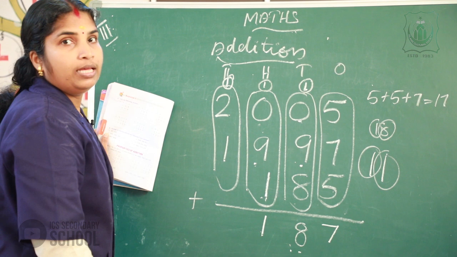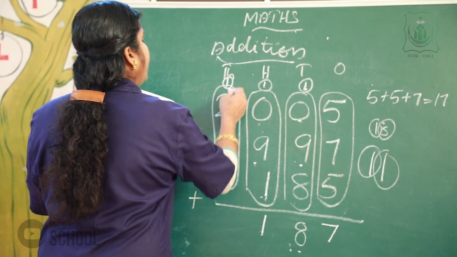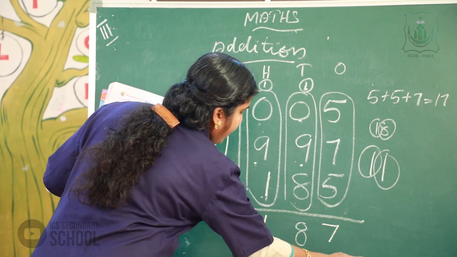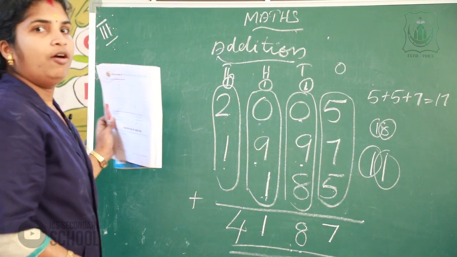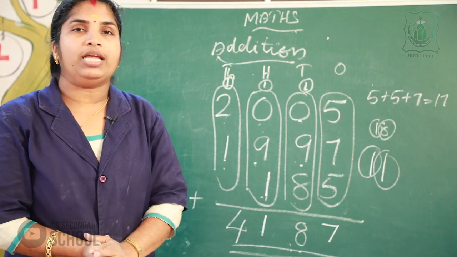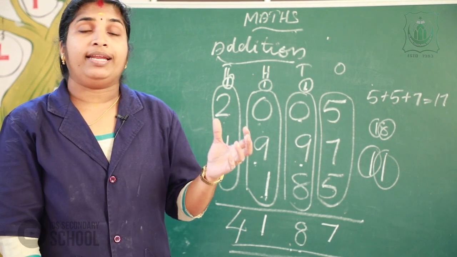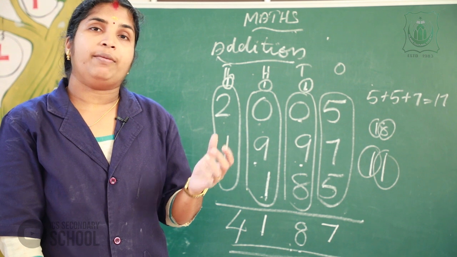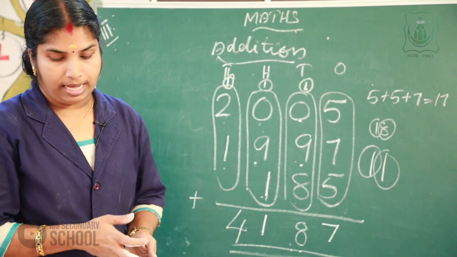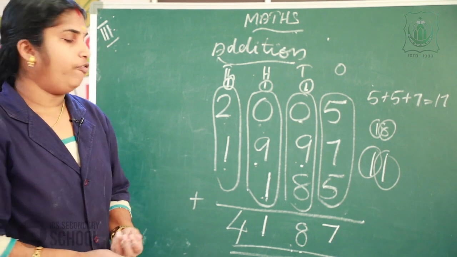Carry over to the 1000 place. 1 plus 2, 3. 3 plus 1, 4. Thus we get the answer 4187. Okay, all of you got it? The addition of 3 digit and 4 digit numbers with carry over. Okay. Next, the properties of addition.